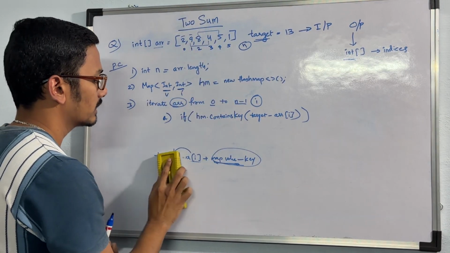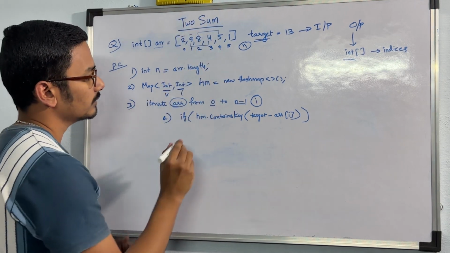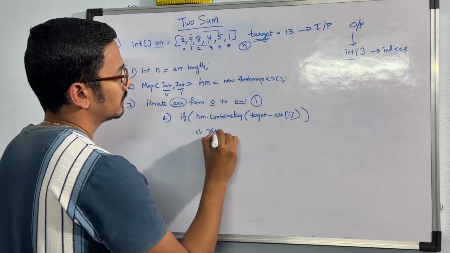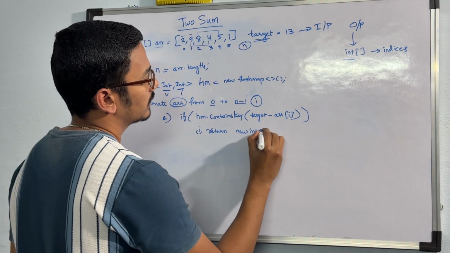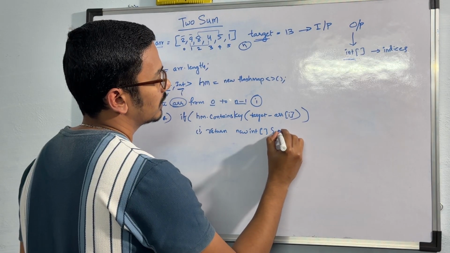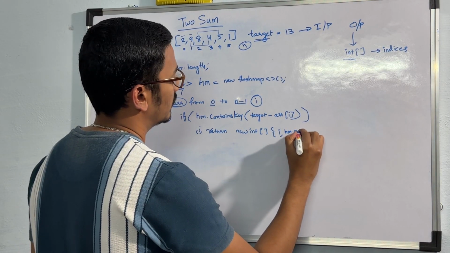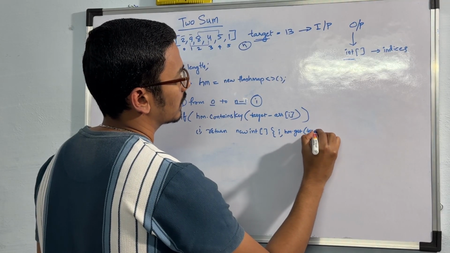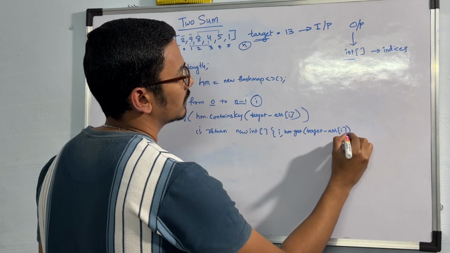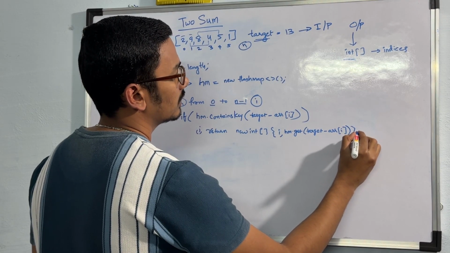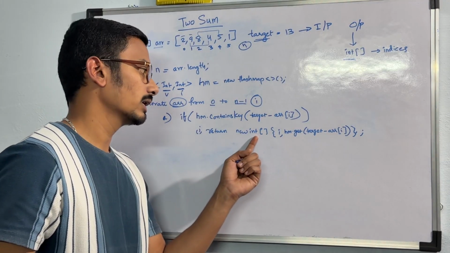So if that is the case, what I am doing is return new int array of I comma hm dot get target minus array of I. So it may be confusing here. What I am doing here is, new int means I am creating a new array to return.